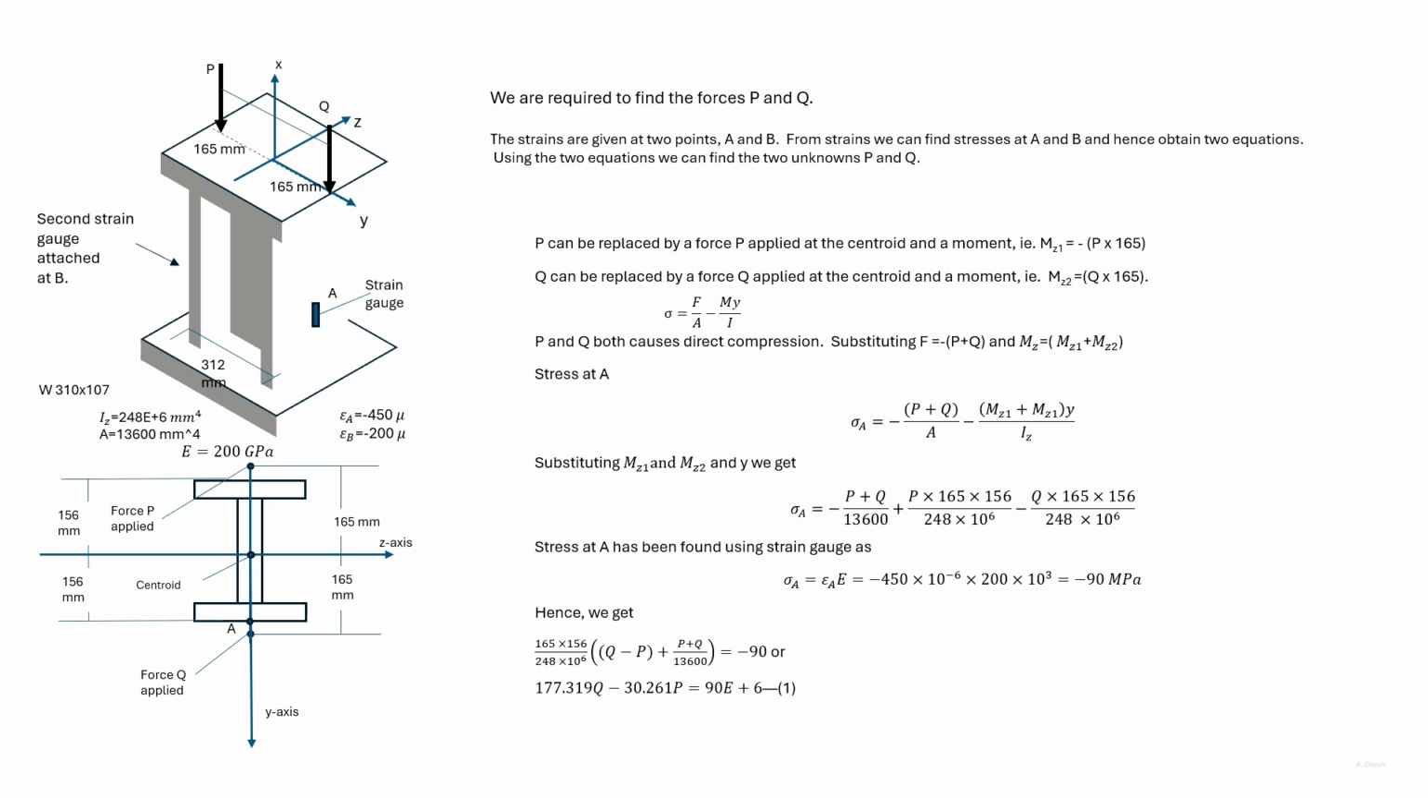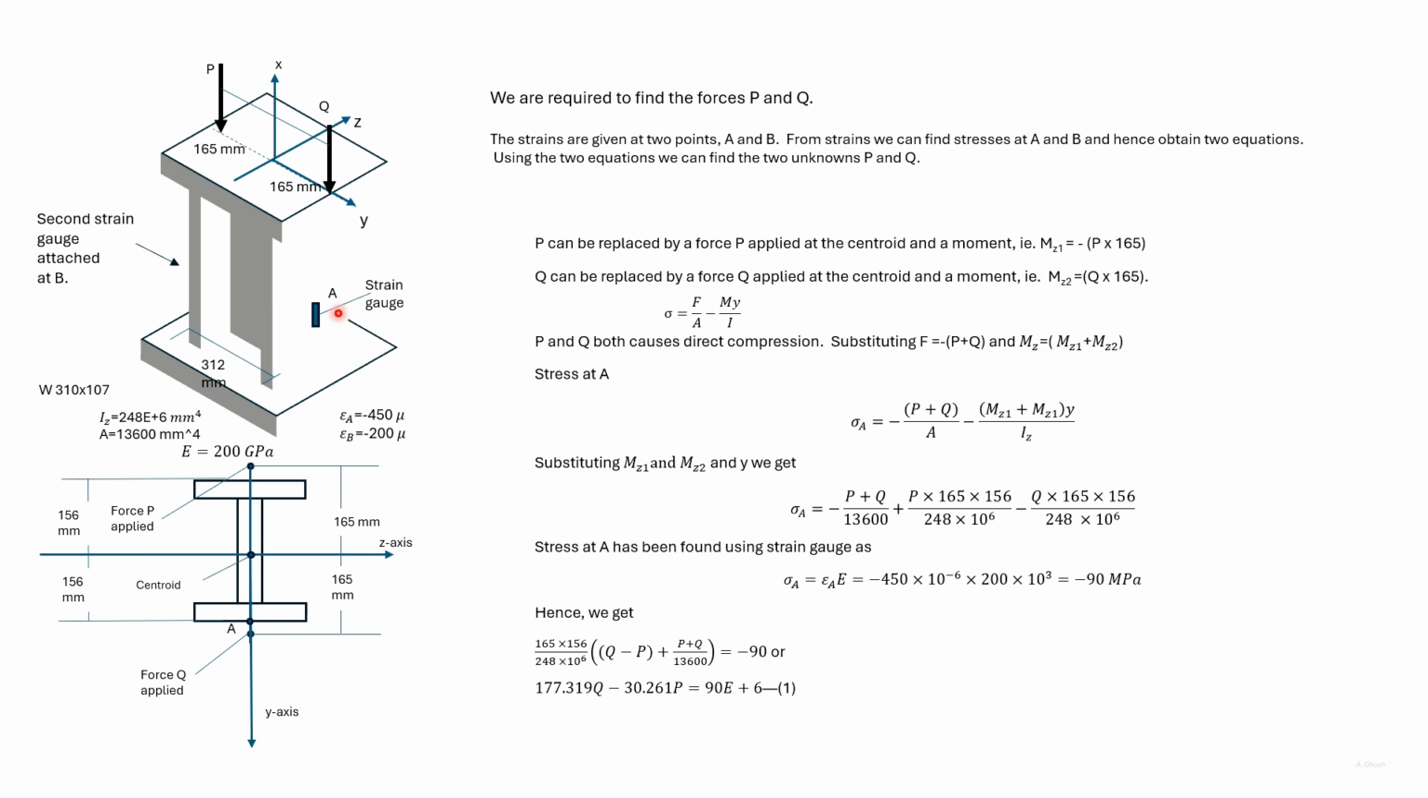Here again, we have a problem involving strain gauges and eccentric loading. The eccentric loading is along the axis of symmetry. So we have an I section as shown, and there's a portion on top of the I section on which the loads P and Q are applied. The distances at which P and Q are applied are given, but we need to find out the magnitudes of P and Q.